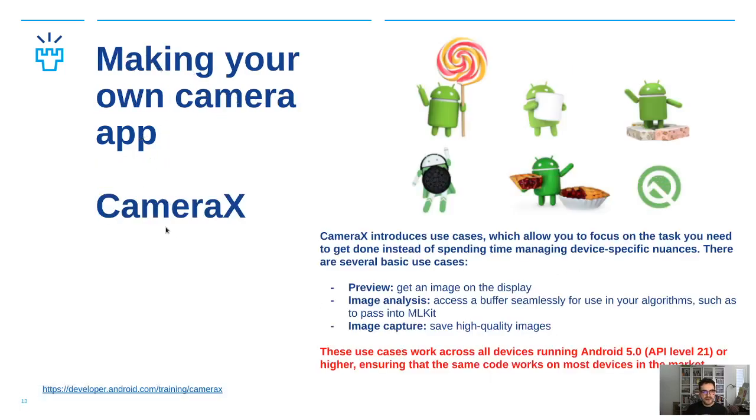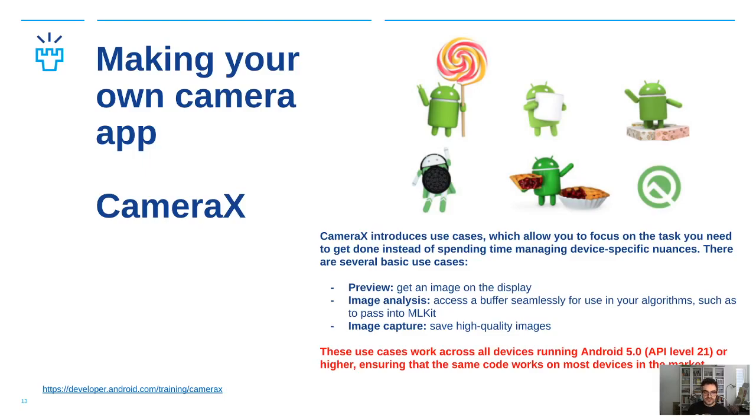So if I want to make my own camera app, Google has created a library that makes it easier for you to create and have access to the camera without having to deal with what is possible and what is not possible on your phone. There's a link down there that shows you how to get started with CameraX. In a nutshell, CameraX introduces use cases of how people need to use the camera API. It allows you to just think about what you need to get accomplished instead of thinking about how to deal with different device-specific challenges.